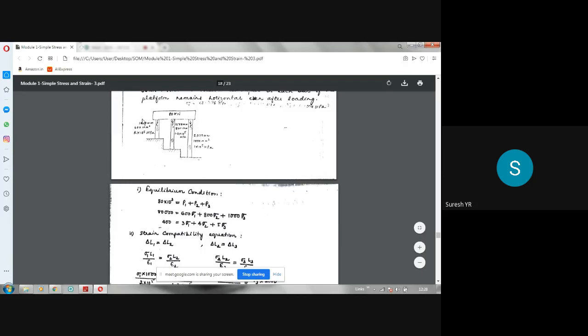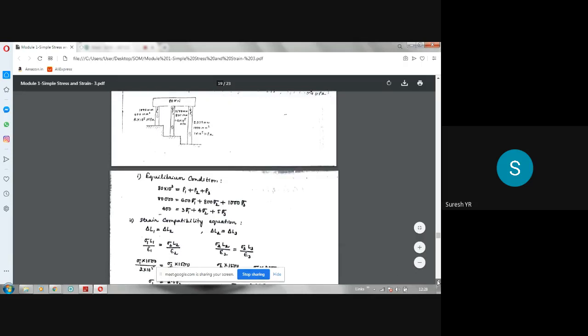Now substitute the known values. L1 is the length of first bar. Length of first bar is 1000 mm. It is given here, 1000 mm. So L1 is 1000. E1, the Young's modulus, is 2 into 10 power 5. Sigma 1 is unknown. Similarly, sigma 2 is unknown. L2 is 1500. E2 is 1.2 into 10 power 5. It is given in the problem.